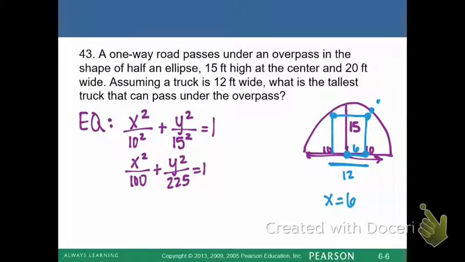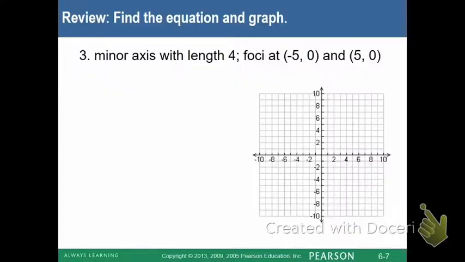So here is how you would set this one up. Again, plug in x equals 6, solve for y. That would be your height. You would just need the truck to be less than that height to fit through the overpass. So if you're good with those, that's all the new part of the notes. You can go ahead and stop and work on your homework. These next three were really just some review problems that I'll go ahead and go over.